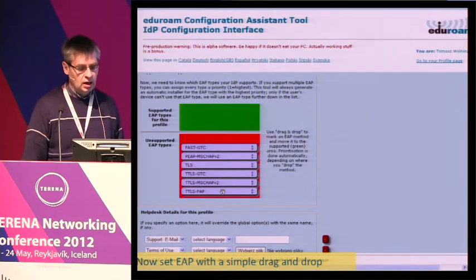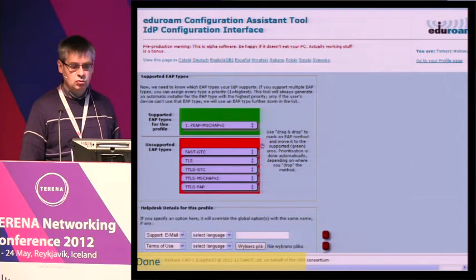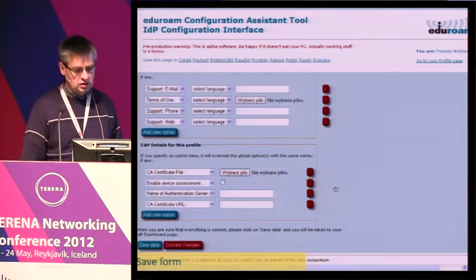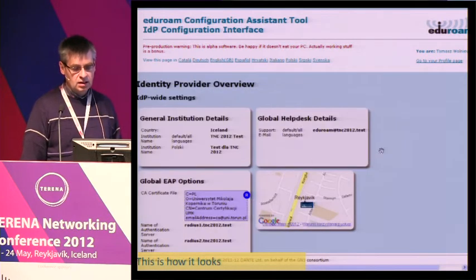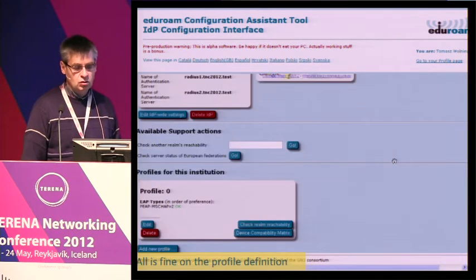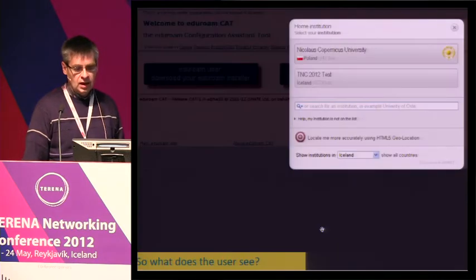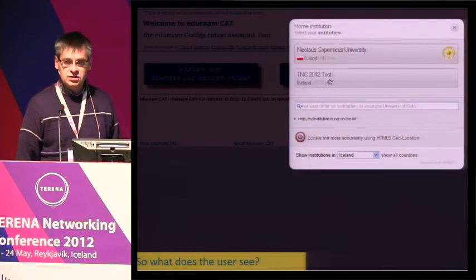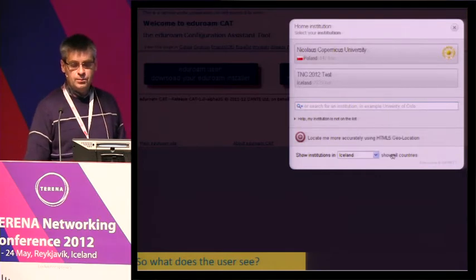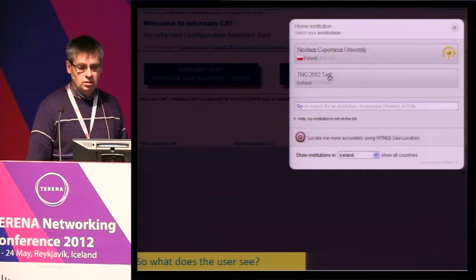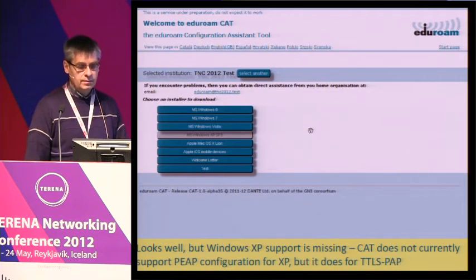I can't simulate it here, but you would pull PEAP into this box, and it would then appear here, and you just save data, and that's it. And then you can go back to the main screen, see how things look, what you have put in. There is a confirmation that all looks well, and the user will get this new institution on the list. If he picks Iceland, then it will be on the list, and that's what it looks like.